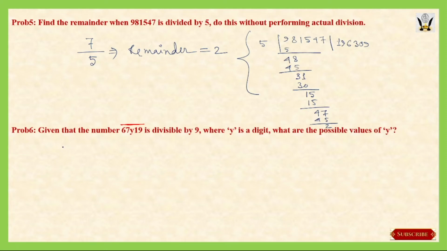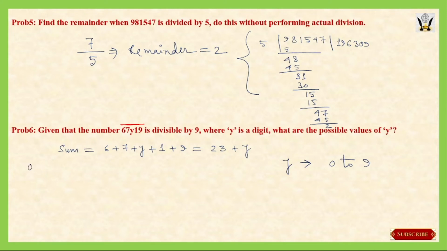So here if we take the summation of all those digits, it will be 6 plus 7 plus y plus 1 plus 9. So it is 23 plus y. Now again y can take values from 0 to 9. So we have to put these values in place of y, see the result of the summation when we add that value to 23, and then see whether that is divisible by 9 or not.